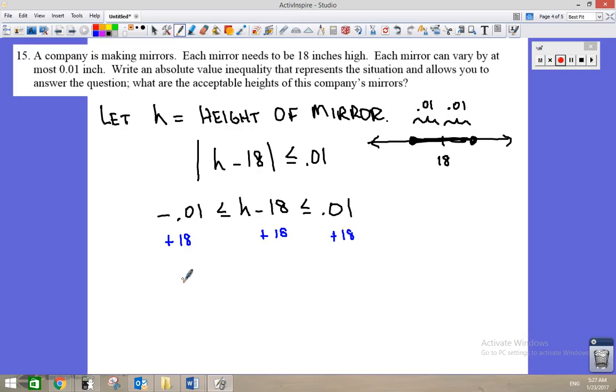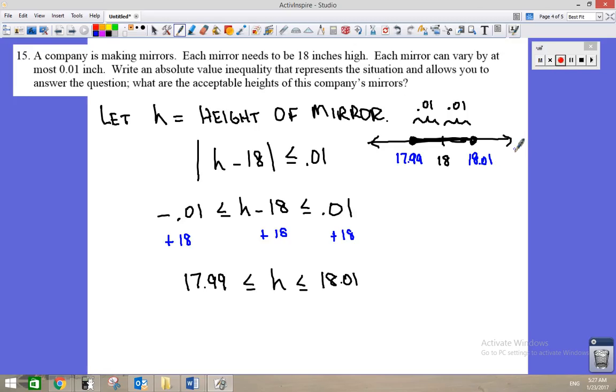So what I get here is 17.99, and what I get over here is 18.01. Those are those endpoints. This is the minimum value that would be acceptable for this company that's producing these mirrors.